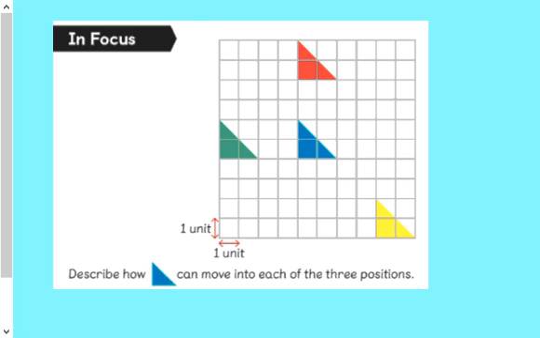Okay, our in focus task this morning is that we're looking at the blue triangle here, and we've got to describe the movement of this triangle to each of these points. So how this blue triangle could move to where the red one is, how it could move to where the yellow one is, and how it could move to where the green one is. And if we were going to do that, we would be thinking about the word translate. We would be translating the shape, moving the shape from one point to another. So our job during the in focus task this morning will be to describe how we could do this.